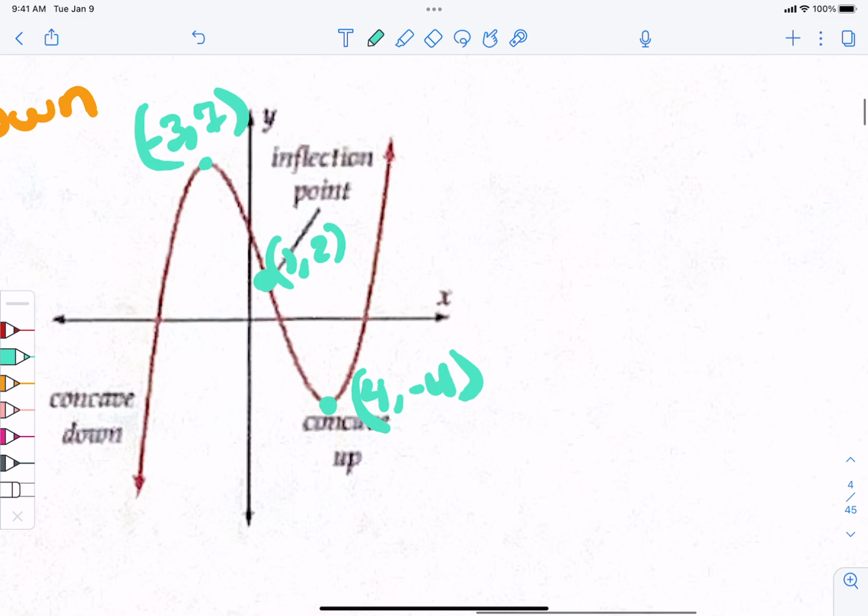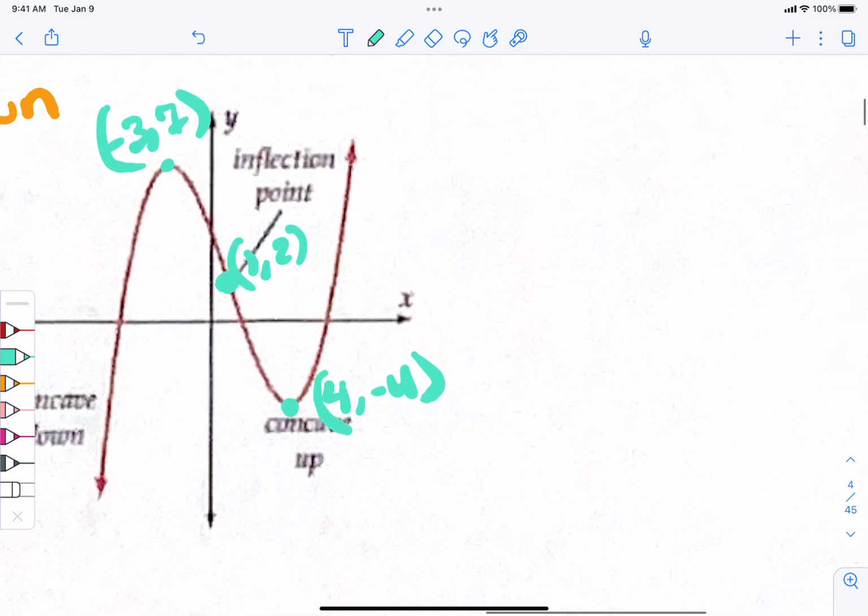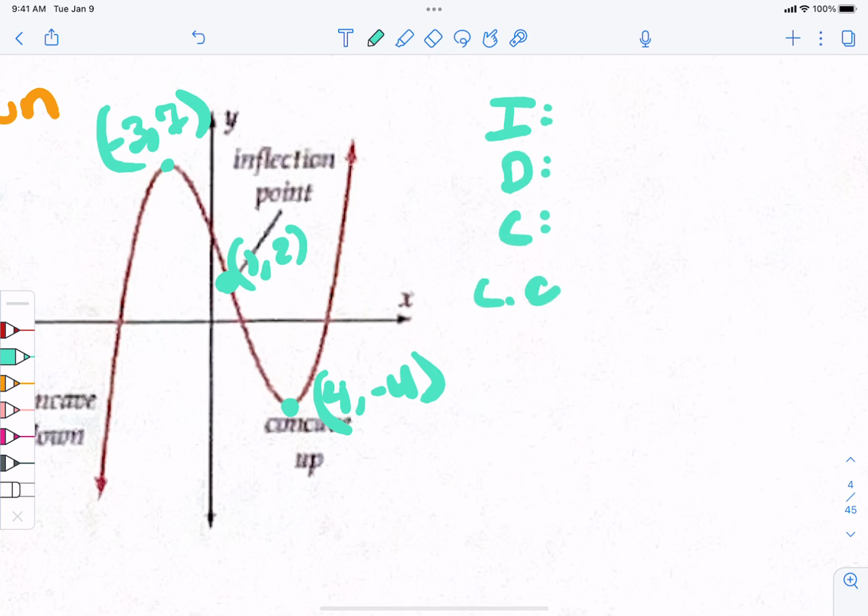Okay, we're going to dissect this entire graph. Ready? With those points. I just made those points up, but this is what your homework assignment will look like, okay? So here we have this. We're going to talk about increasing, decreasing, constant, concave up, and concave down.